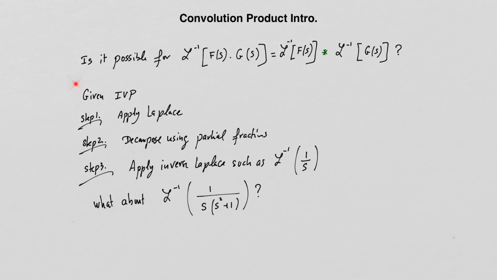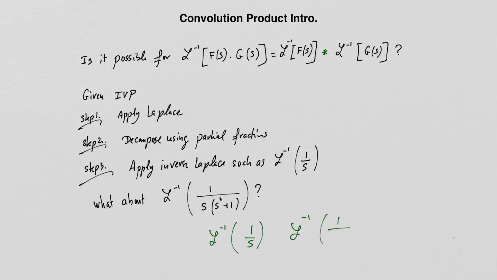Because if you are solving initial value problems, often and always, the hardest step is step 3. Because to find inverse Laplace, some quantities are nice, like this one. Some quantities are not nice. And even if they're nice, using partial fractions can make things very, very messy. And the hope is, is it possible to split this product, 1 over s times 1 over s squared plus 1, as Laplace? Is it possible to split it like this? That's the question.